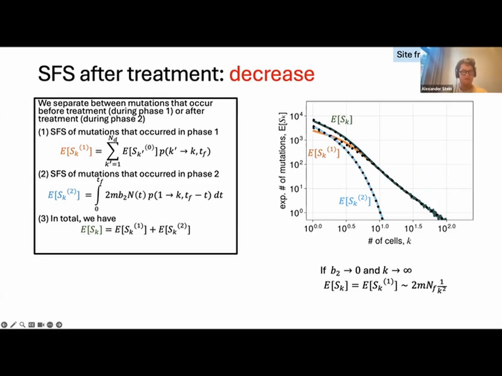An interesting bit in the decreasing population that we also find analytically is that in the limit where the birth rates can be neglected, so they go to 0, which is actually reasonable for cancer treatment, since treatment usually happens at a much faster time scale than the cancer growth, then for large enough k, we will still have this 1/k tail of the site frequency spectrum.